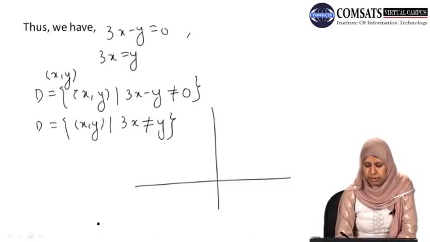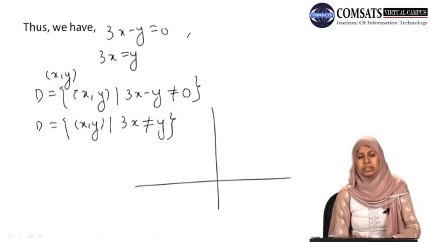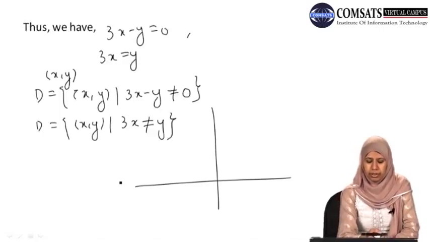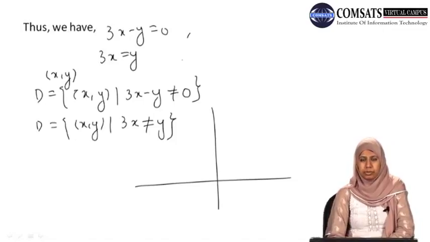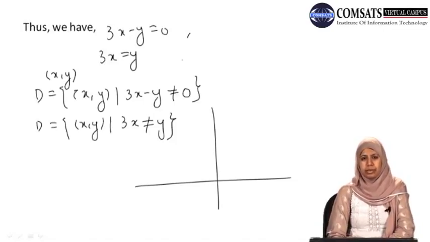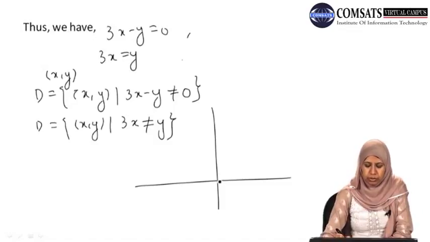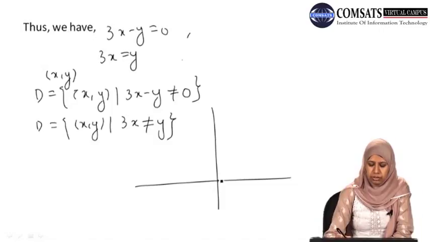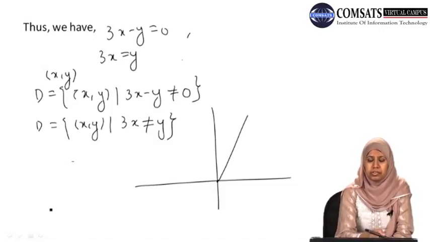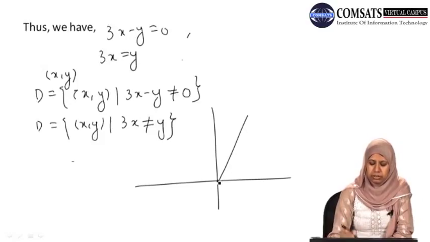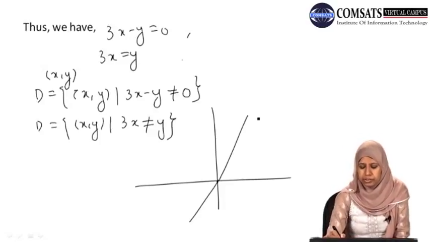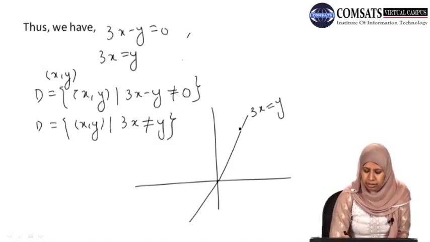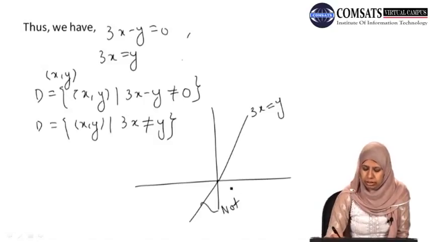If we want to plot this linear equation in 2 variables x and y, it is of the slope-intercept form, y equals mx plus c, with c equals 0, then we know that these types of equations definitely pass through the origin. That is, when x is 0, y is 0, and the slope is positive, which is 3, so the line will be drawn passing through the origin from left to right. So this is the equation of the line 3x equals y, and this line is not included in the domain.